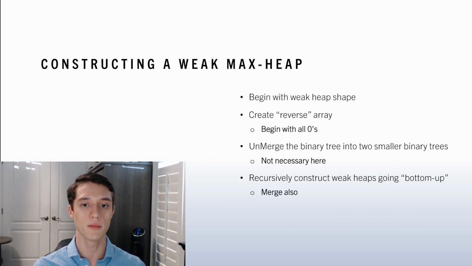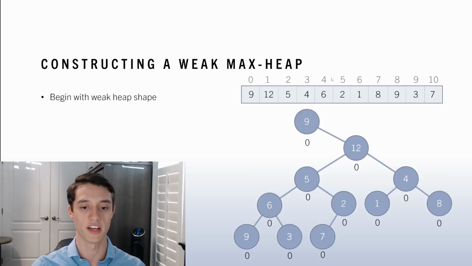To construct a weak max heap, we're going to be using max heaps in this presentation. To construct a weak heap, we're going to begin with a weak heap shape. We're going to create a reverse array, begin with all zeros, and we're going to unmerge the binary tree into two smaller binary trees, and then create a weak max heap on each of those. But that's not quite necessary here since we're using an implicit array implementation. What we're going to do here is we're going to recursively construct weak heaps going bottom up and merge as we go. And it's actually a lot easier than it sounds.